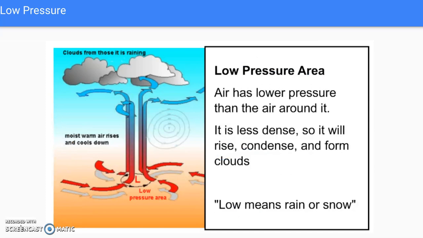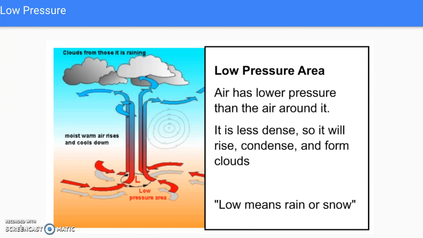Let's take a look at low pressure first. We again know from our previous slide that low pressure means there are fewer molecules in an area. And when there are fewer molecules, we consider this to be less dense. And we know that less dense air wants to rise. And we also know that as it rises into the atmosphere, it spreads out, it gets cooler because of the higher altitude, and it condenses, turning back into a liquid.